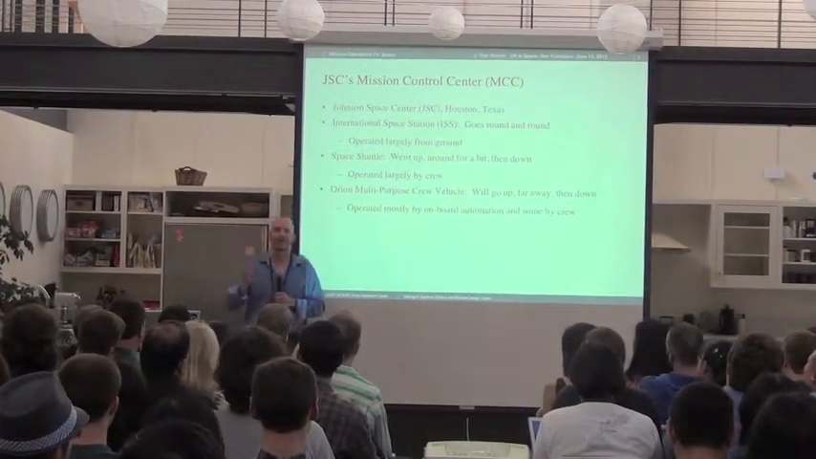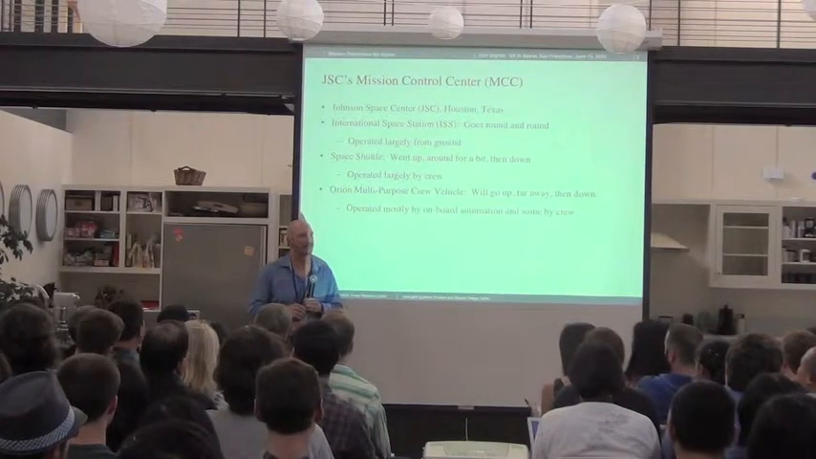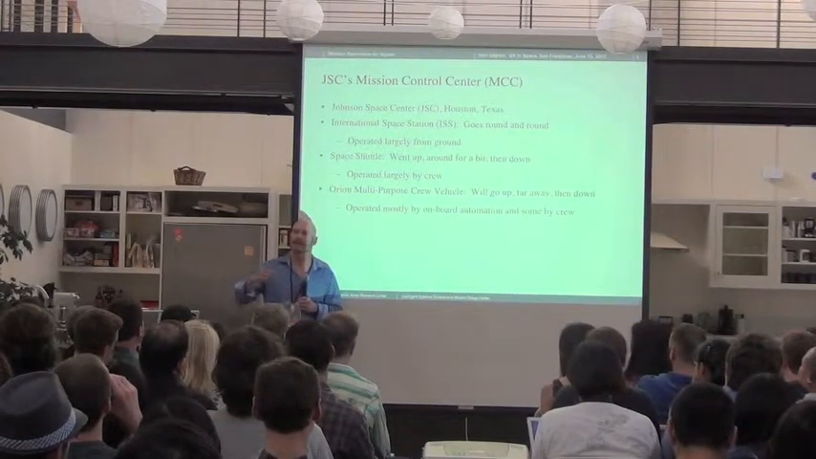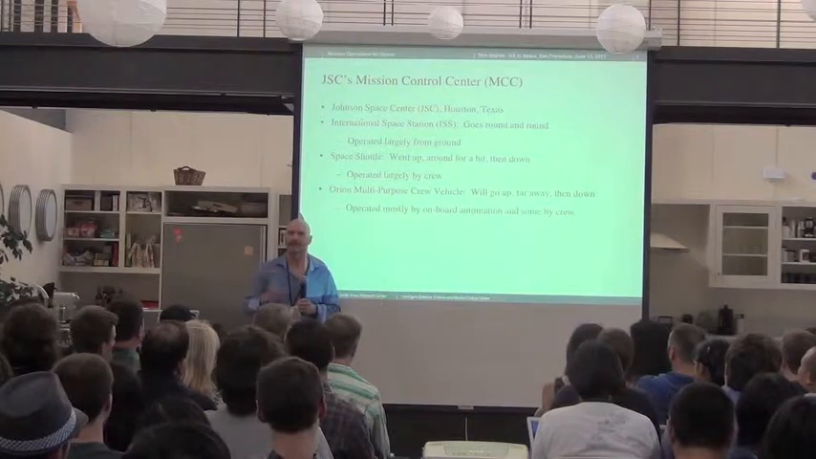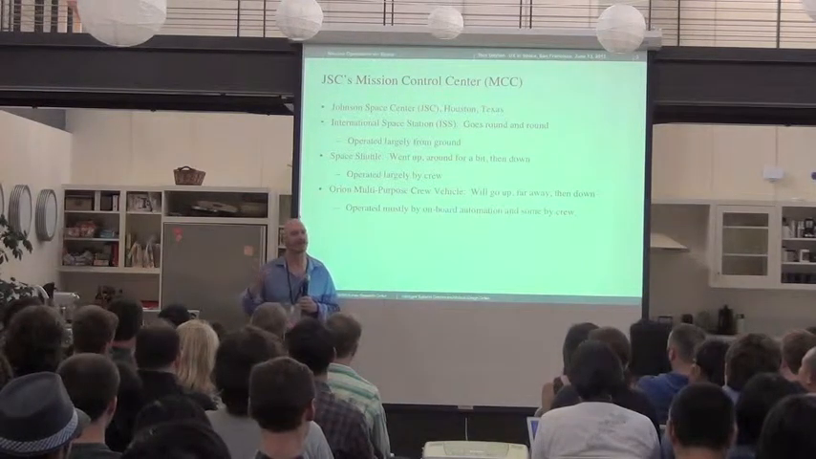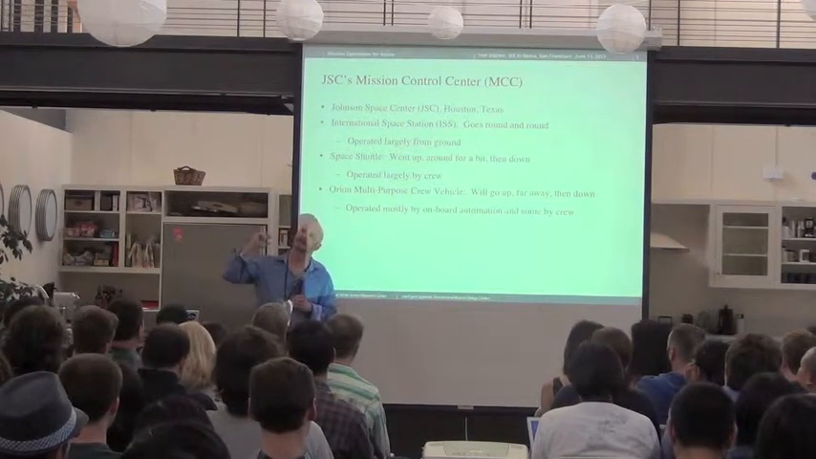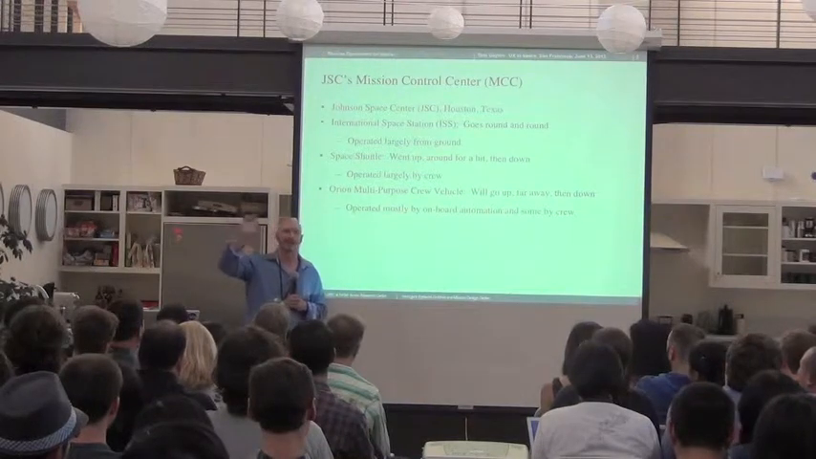The Orion multi-purpose vehicle is going to be different still. It's going to be run mostly automatically on the vehicle itself. And the reason is, the intent of that is not to just go around and around the Earth. It's got to go far away. Moon, Mars, asteroids, whatever.